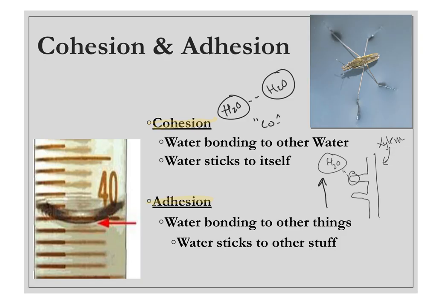And so adhesion is where you have water bonding to anything other than water itself. In a lot of situations we see adhesion, such as the graduated cylinder here. Here, the water is making contact with the side of the glass. And so here we have that water interacting with the side of the graduated cylinder.